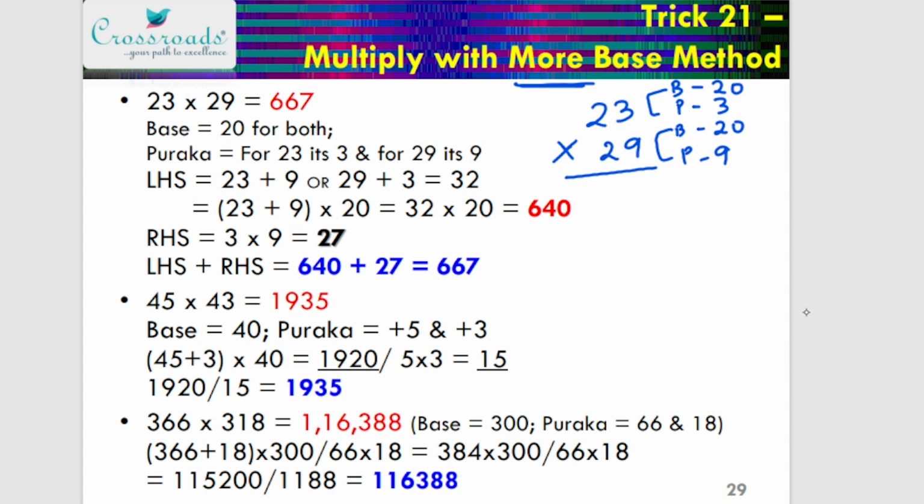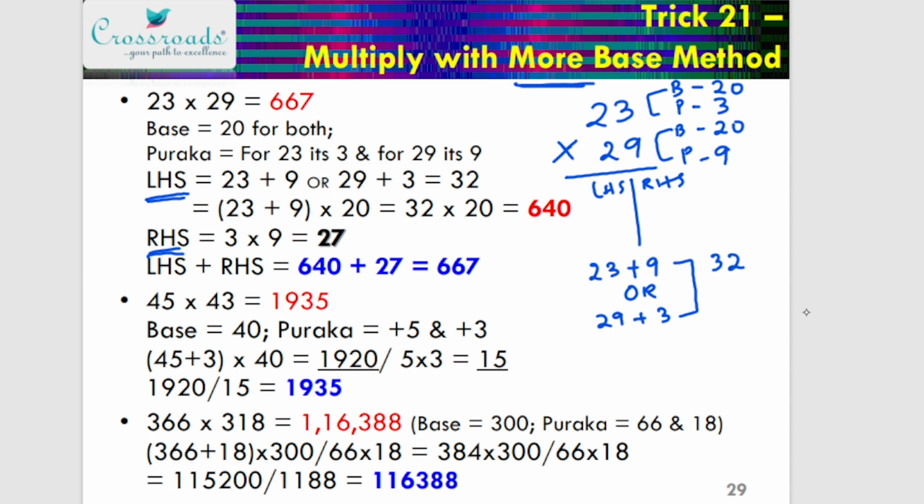Now, how do we get the LHS? The answer will be obtained in two parts, LHS and RHS. How do we get the left hand side of the answer? I am going to take 23, the given multiplicand, and add it with the Puraka of the multiplier. That is 23 plus 9, or I can take the multiplier 29 plus the Puraka of the multiplicand 3. In both cases, my answer is going to be 32.